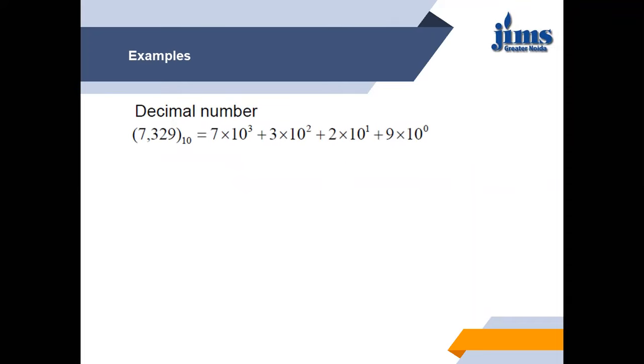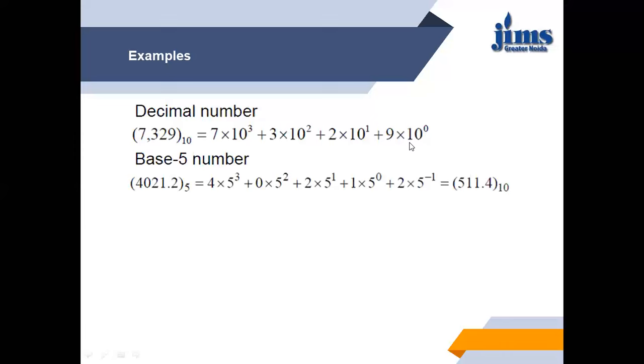Now again, take the same example, 7, 3, 2, 9. It is 7 into 10 raised to the power 3. Here the coefficients are A3, A2, A1 and A0. So I write this as 7 into R to the power 3, where R is 10 in decimal, plus 3 into base to the power 2, plus 2 into base to the power 1, plus 9 into base to the power 0, like this.